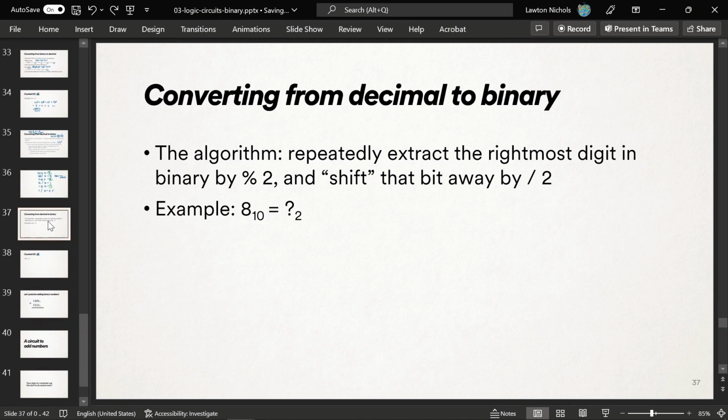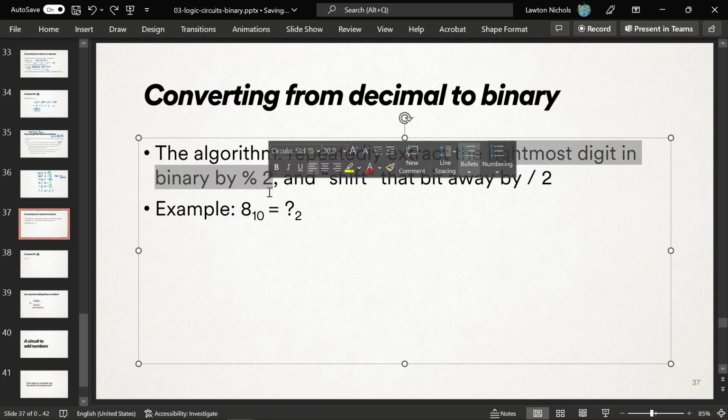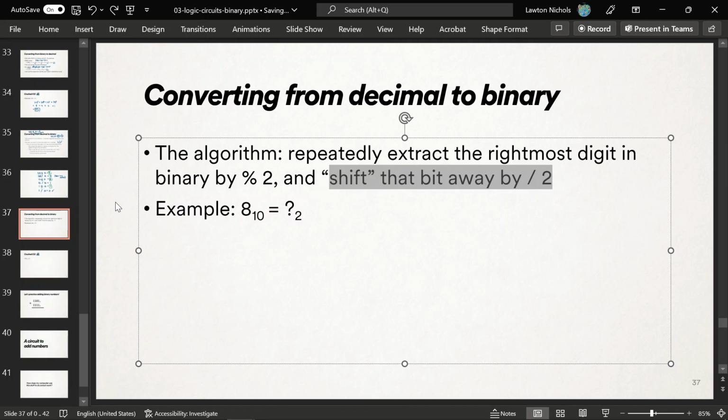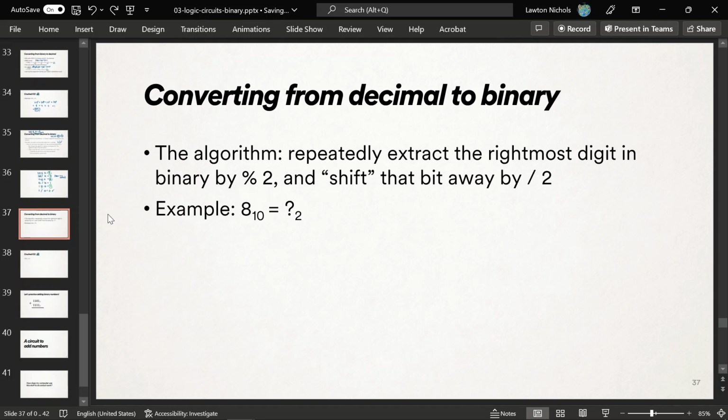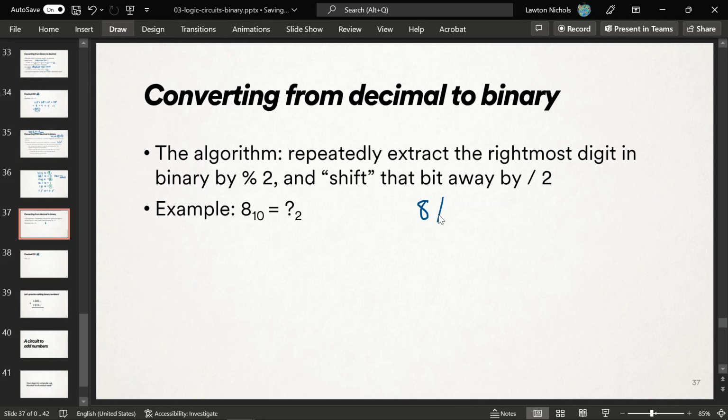Here's how you can convert from decimal to binary. Repeatedly extract the rightmost digit in binary with mod 2, and then shift that bit away by dividing by 2. Let me show you how to translate 8 in decimal to binary. You always get the rightmost digit by starting with the number and taking the modulus by 2, the base you're trying to convert to. This will get me the rightmost bit of 8 in binary. And the answer is 0, because 2 goes into 8 cleanly with nothing left over. So the rightmost digit is a 0.